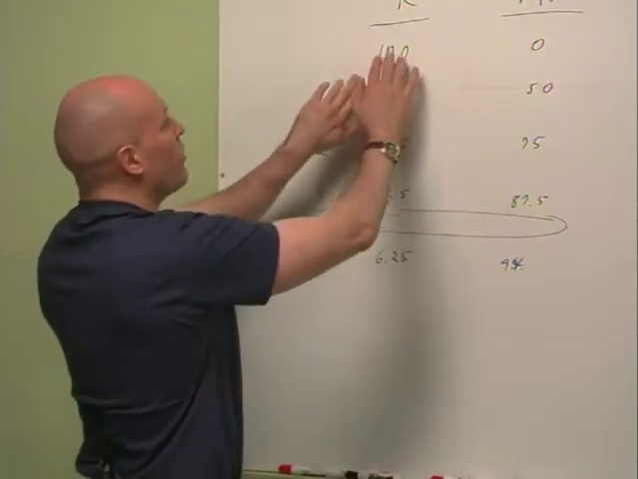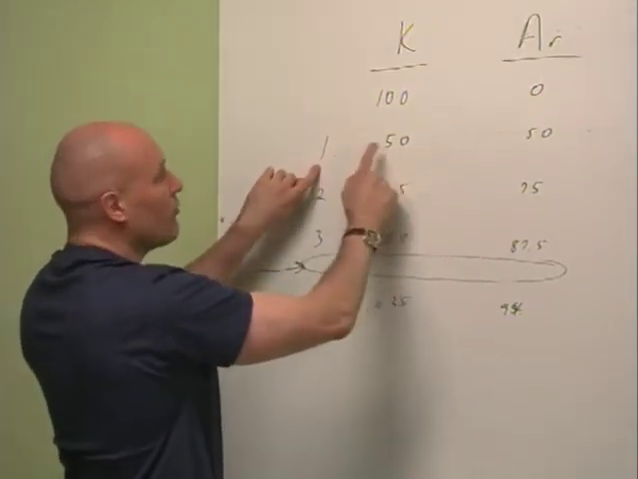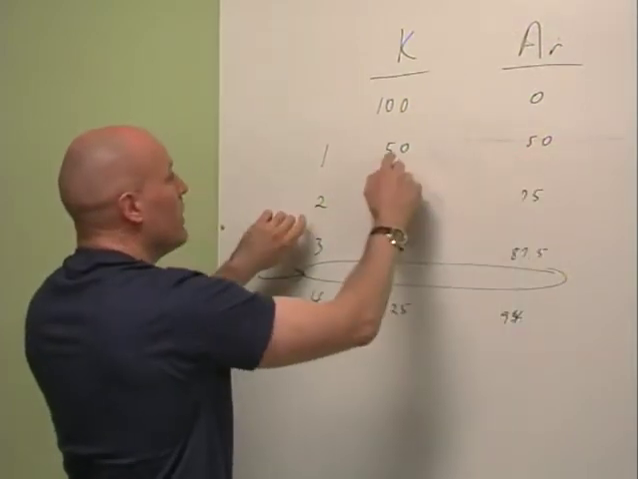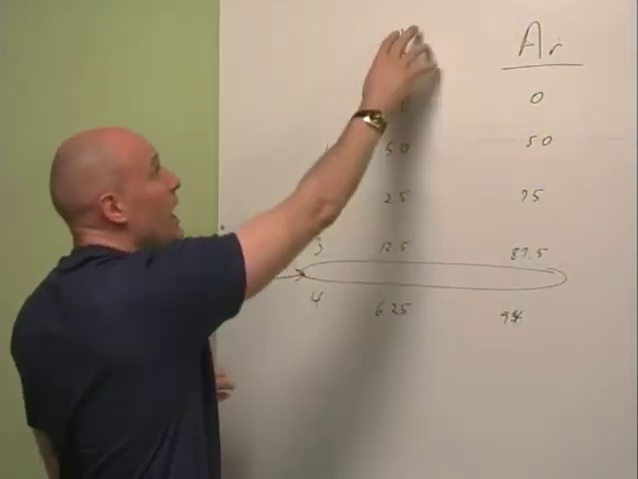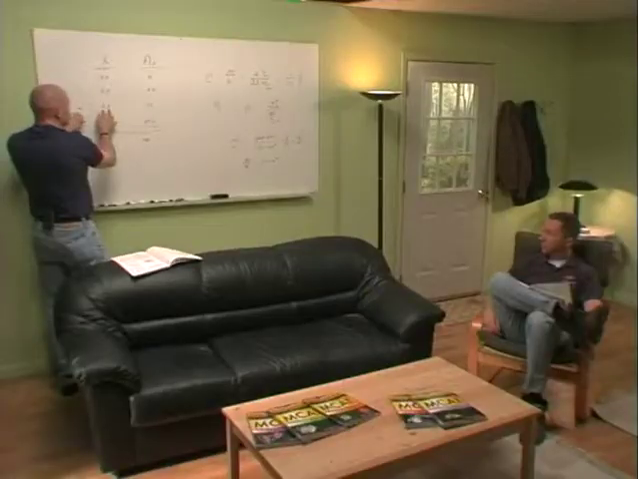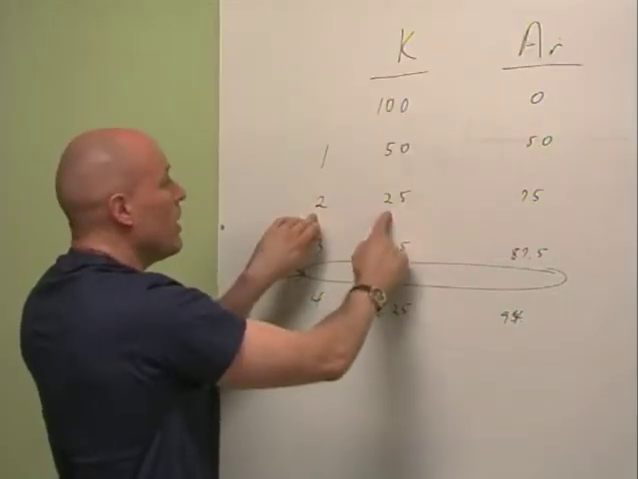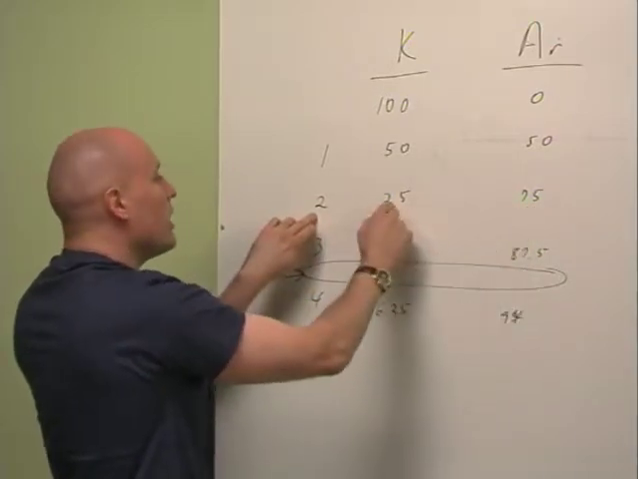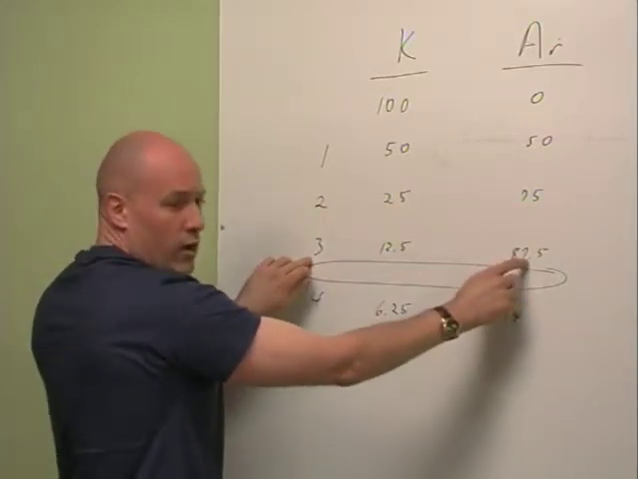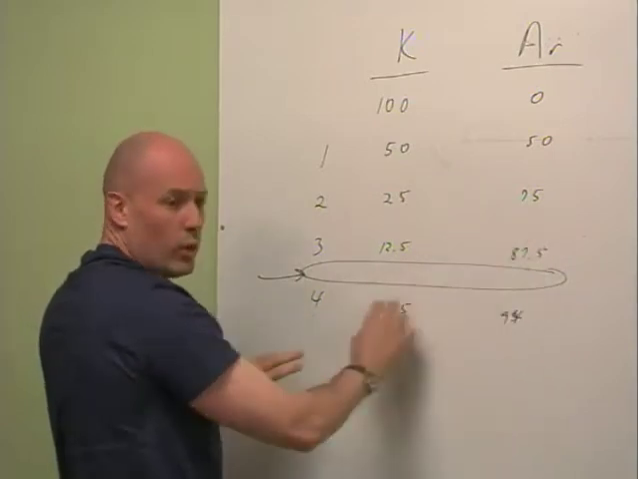I started out with, after one half-life, I lose 50 and I gain 50. Another half-life definition is I lose half the potassium each time. So I lose 25, that 25 goes over here. Another half, I lose 12 and a half, that goes over here. And I keep going till I get that 10 to 1 ratio.